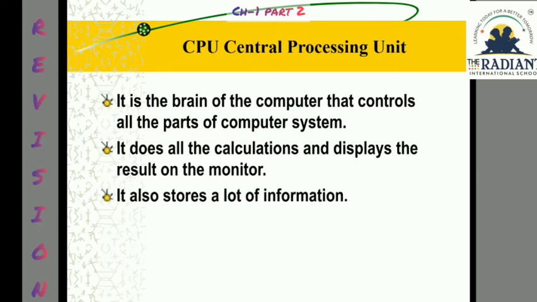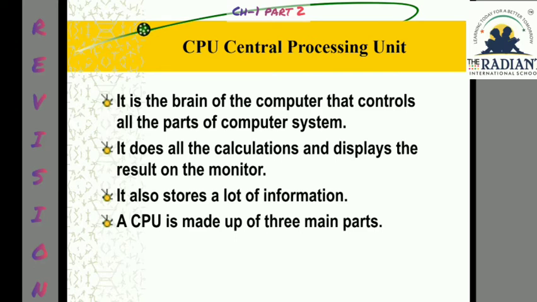It also stores a lot of information. What does it do? Stores a lot of information. Whatever we work with on the computer, whatever we save, what does it do? Store. Lots of information is stored.